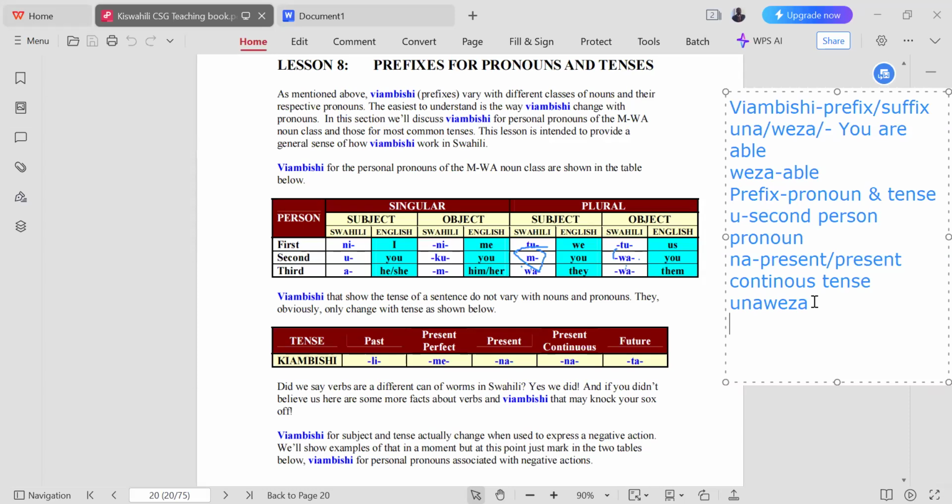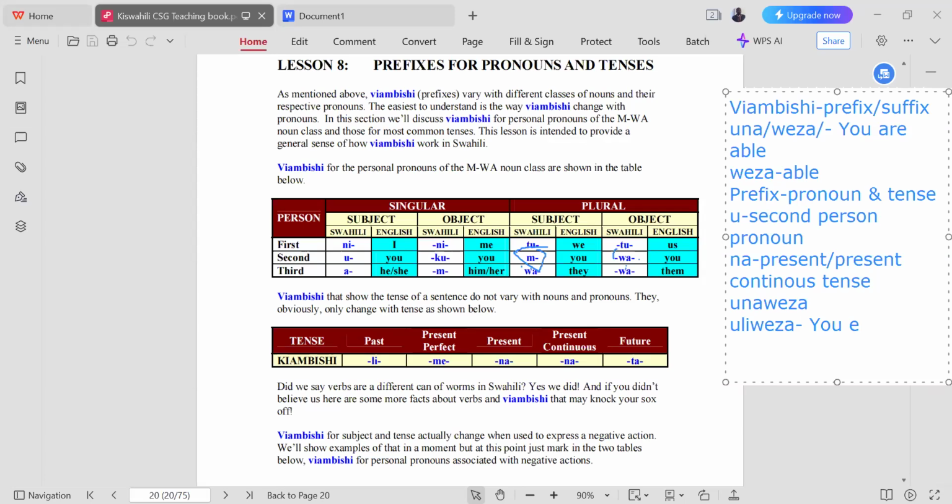Ulinaweza. You won't put na again. It will be uliweza. Okay. So in this case, we have introduced li, which is now the tense of past tense here. But you are retaining the pronoun. It's still you. Uliweza. It means you were able.